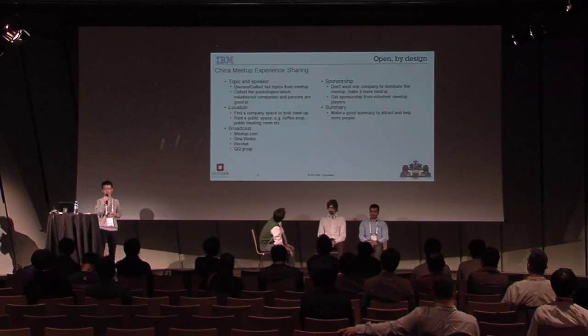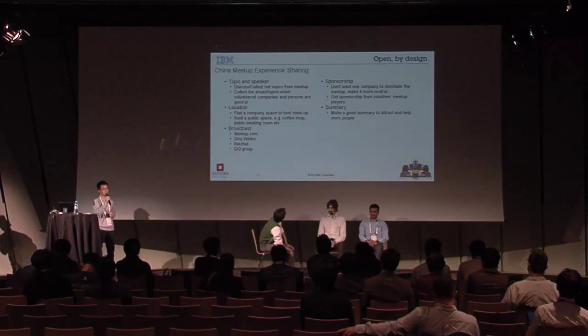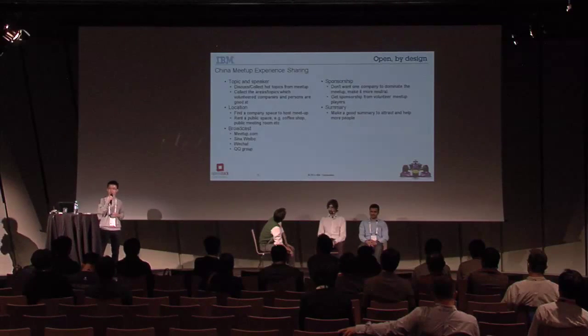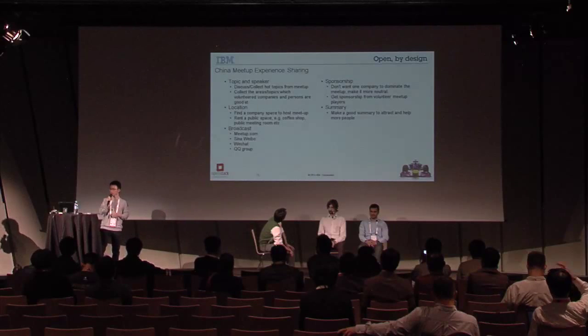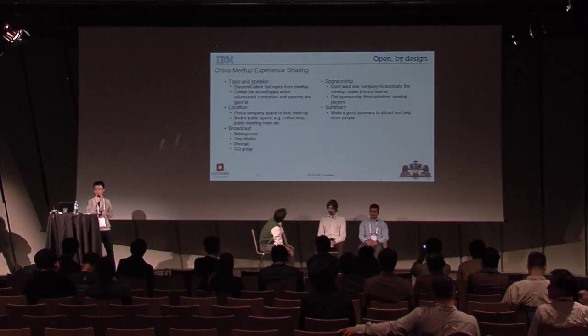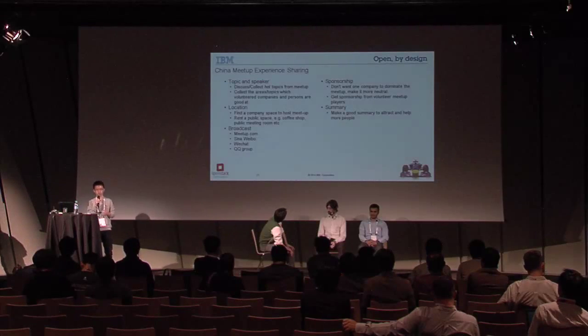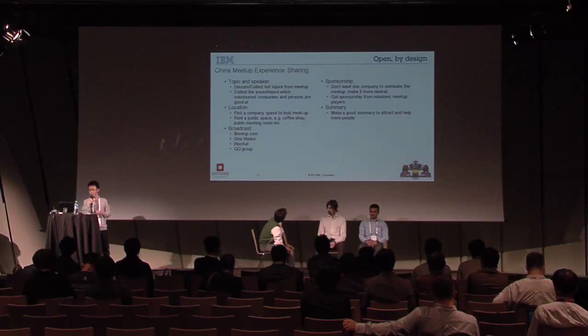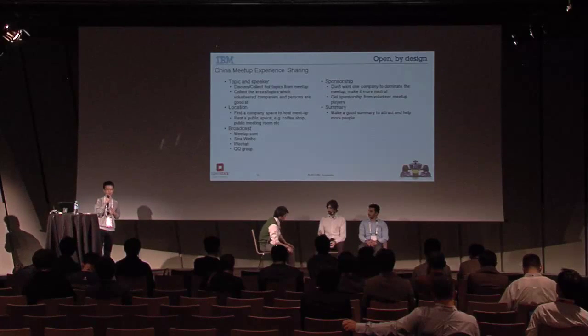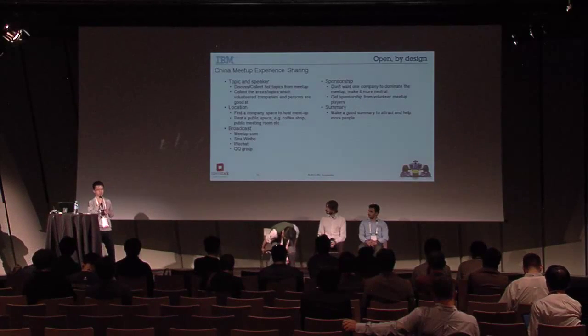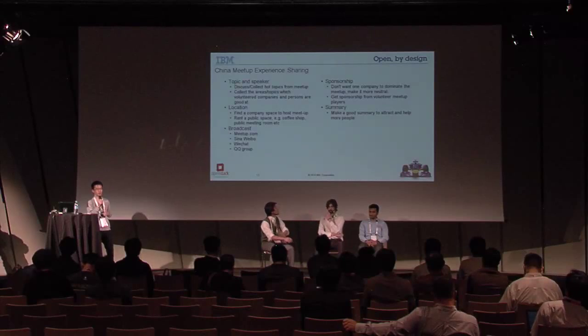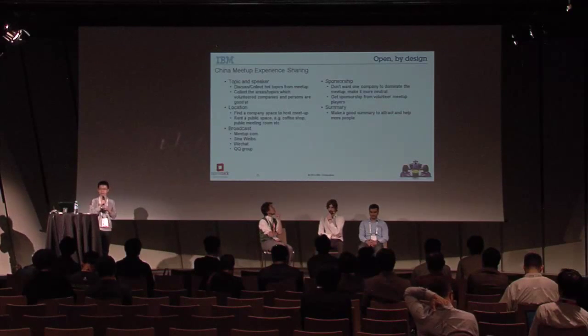Sponsorship. The reason we have this is that we do not want one company to dominate the meetup. We just want to make it neutral. So currently, the sponsorship is mainly from some meetup players, such as IBM, Red Hat, Canonical, etc. The last one is that we need to make a good summary, because a good summary can attract more people and help more people in the future.